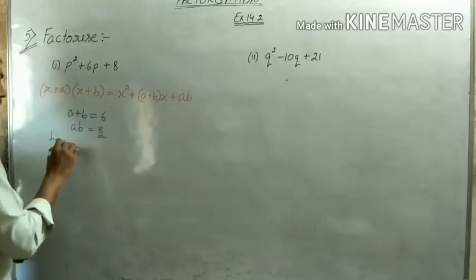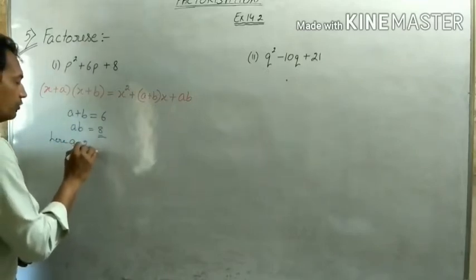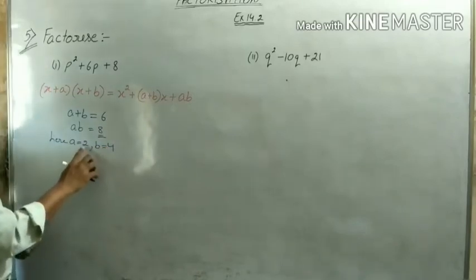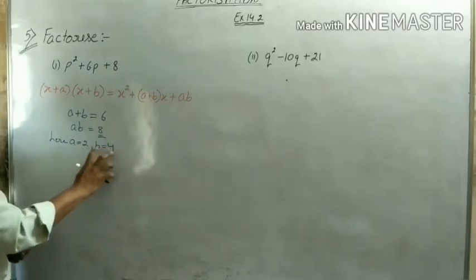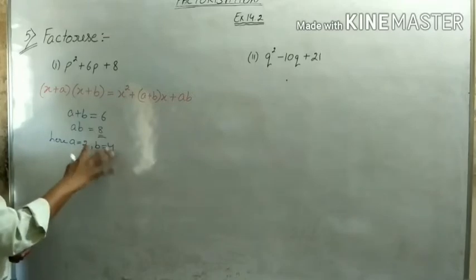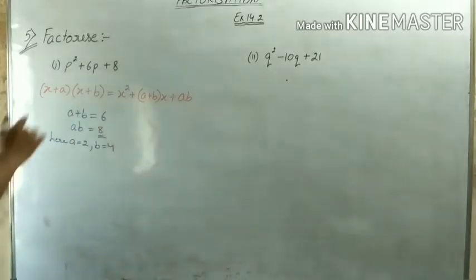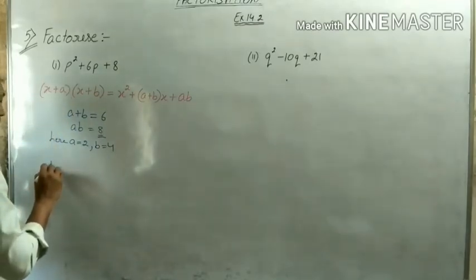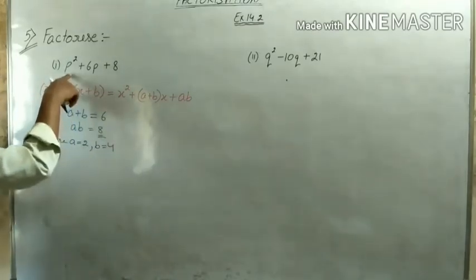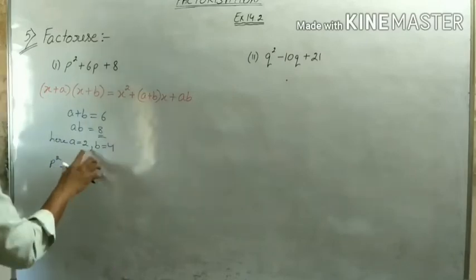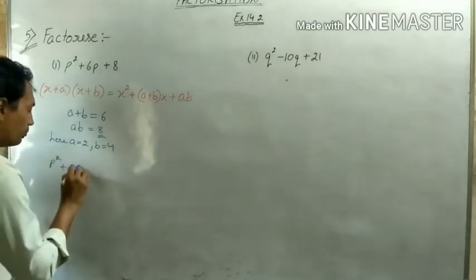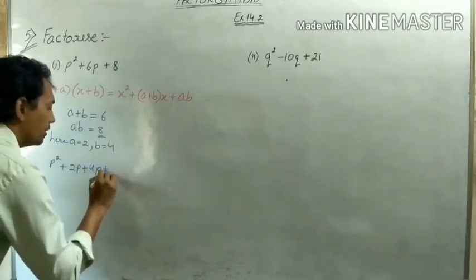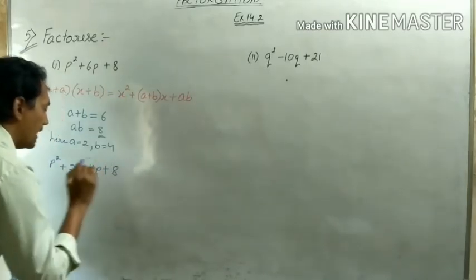Here a is actually 2 and b is 4. A into b, that is 2 into 4 you get 8, and 2 plus 4 you get 6. Okay, so in this way we can factorize this. Now see, p square plus 2p plus 4p plus last term, that is 8.